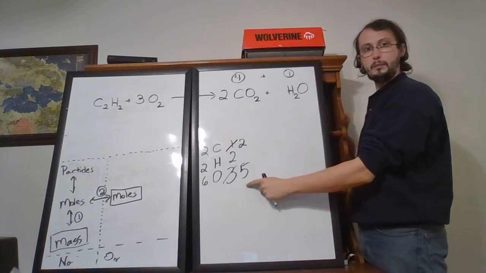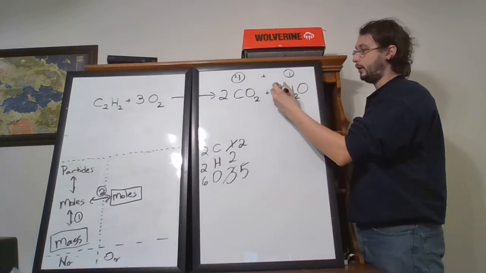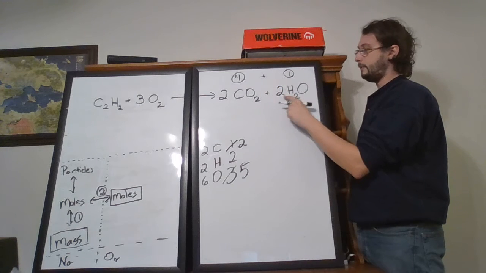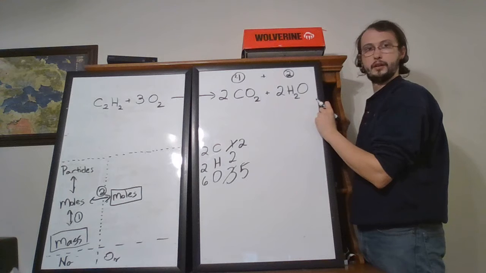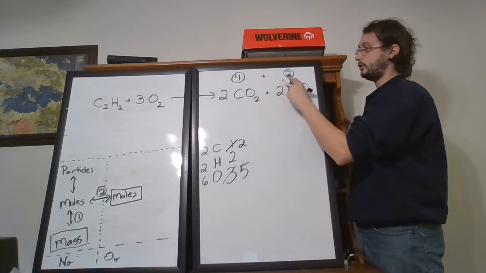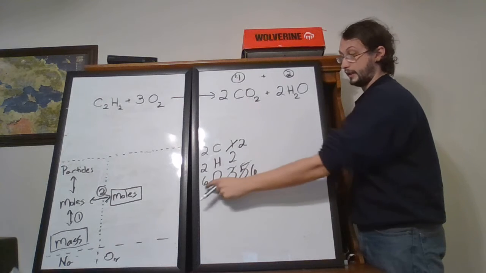So we need 1 more oxygen. This has 1 oxygen. Actually, if I were to put a 2 here, that means we now have 2 oxygens here. We just upped it by 1. And we know that 4 plus 2 is 6. So the oxygens are now balanced.